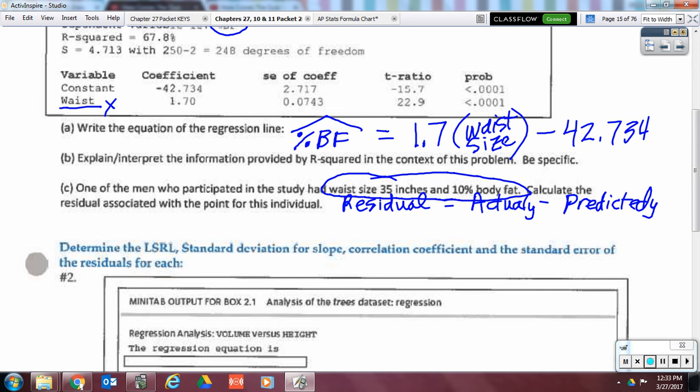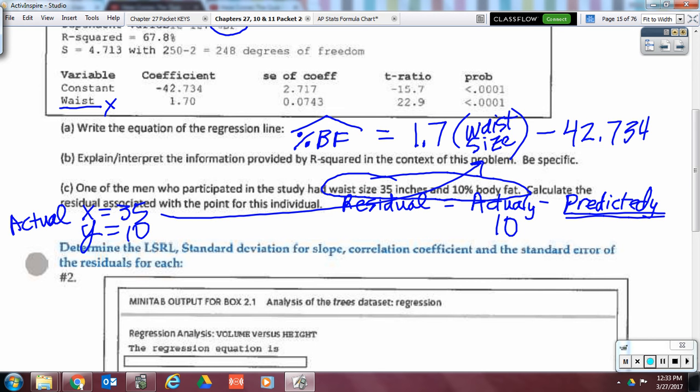That's what actually occurred. So he actually had an X of 35 and a Y of 10. So that's his actual 10. How do I get his predicted body fat? Good. You will plug 35 into your prediction equation to get the predicted percent body fat. And once you get this predicted percent body fat, then you can subtract and have your residual. Remember how to do that computing.